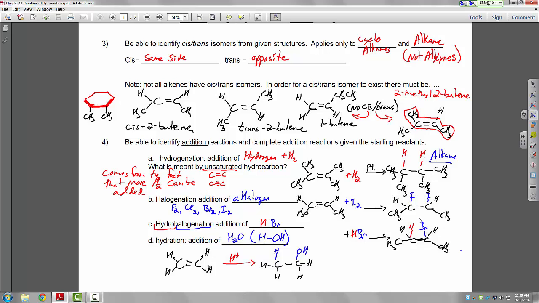Halogenation, we add a halogen and get a 1,2 dihalide. I shouldn't say 1,2. In this case, 2,3 dihalide. They're on adjacent carbons. With hydrohalogenation, we just get one halogen added. We're adding a hydrogen here too, but that doesn't really change the nature of the molecule. You get this alkyl halide, just one bromine added. Here we go from an alkene to an alcohol, and that is the next chapter in line, chapter 12. We'll talk about alcohols.